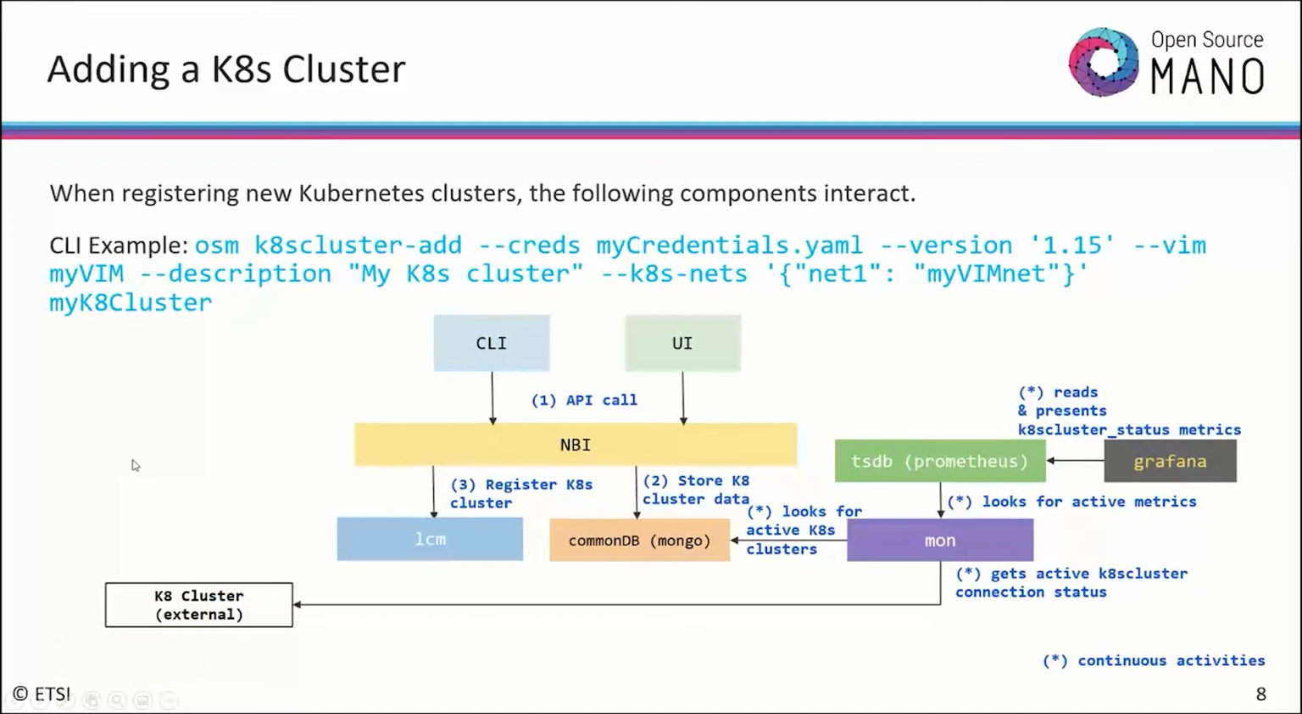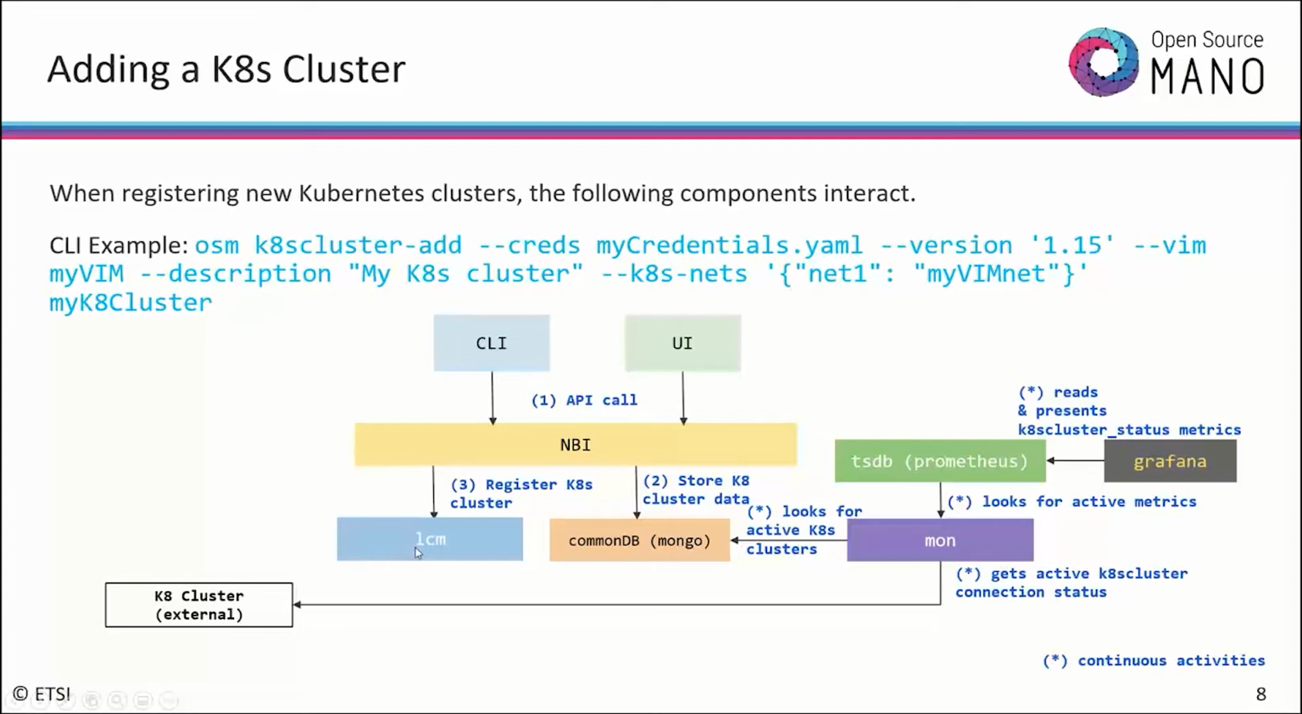Adding a cage cluster. A cage cluster is slightly different. In previous releases of OSM, let me go very quickly: obviously, the API call comes through the NBI. Then we store all the information about that cage cluster in the common database, and we publish a message in Kafka to register that cage cluster. And that message is understood by LCM and MON.